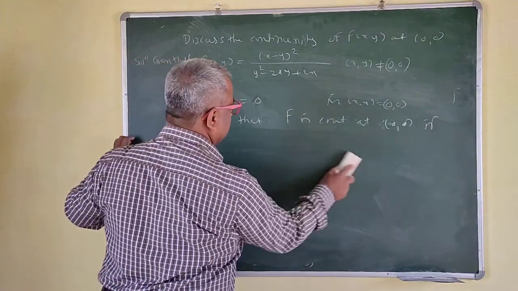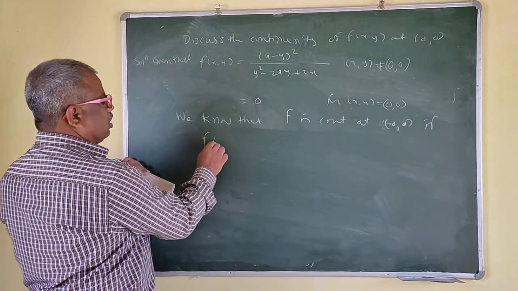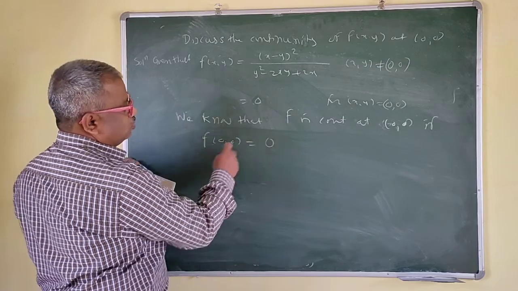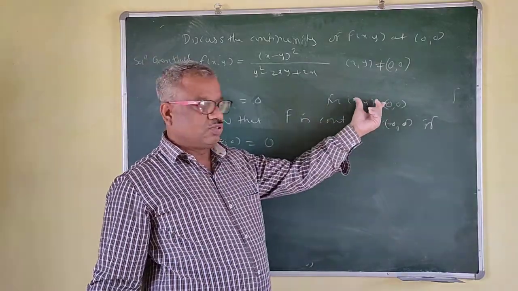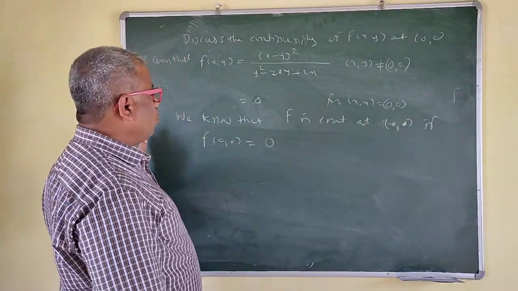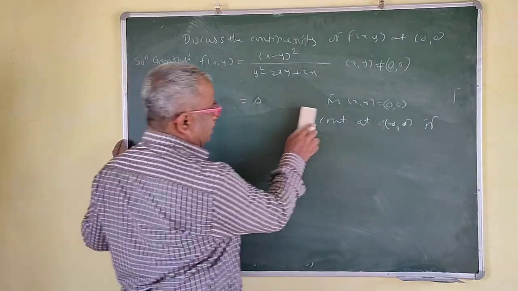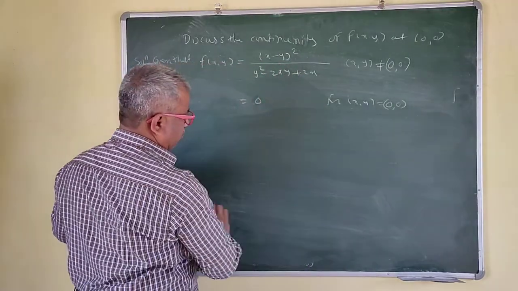So first we will find the easiest value. Your easiest value is what? f of (0, 0) is equal to 0. It is directly given to you. At (x, y) equal to (0, 0), your function is 0. Now we only have to find the limit, so we'll try for the limit now, right?